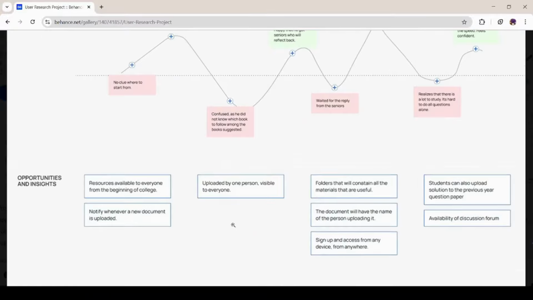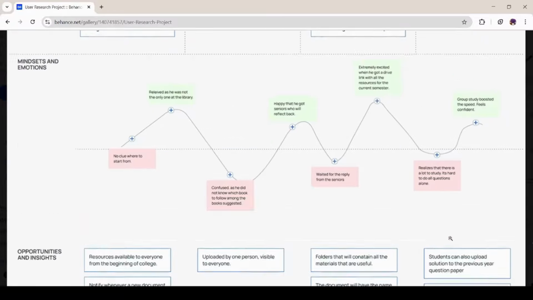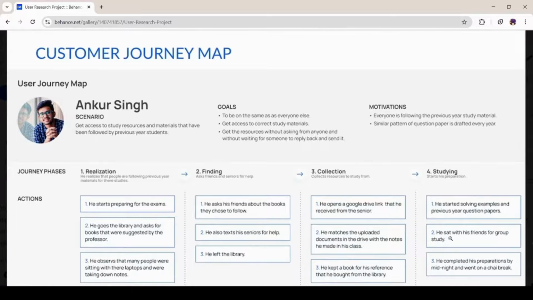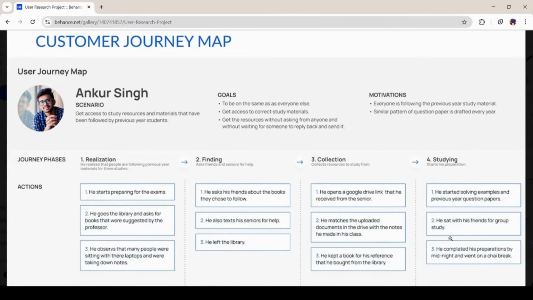And then finally you jot down all the opportunities and insights. So over here, when he was clueless, the opportunities and insights you have are to use resources available to everyone from the beginning of college, and notify whenever a new document is uploaded so that everyone is up to date. Okay, no one is clueless. And then all the other opportunities and insights you can jot down from the particular journey map that you have made. So I hope that you have got an idea about how a journey map is made.